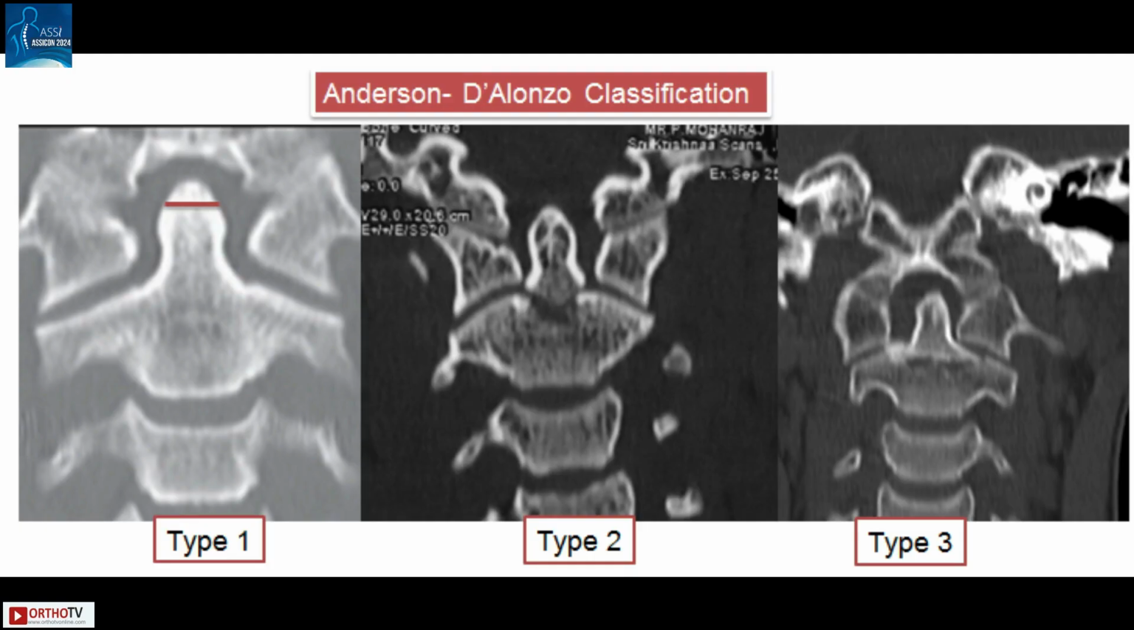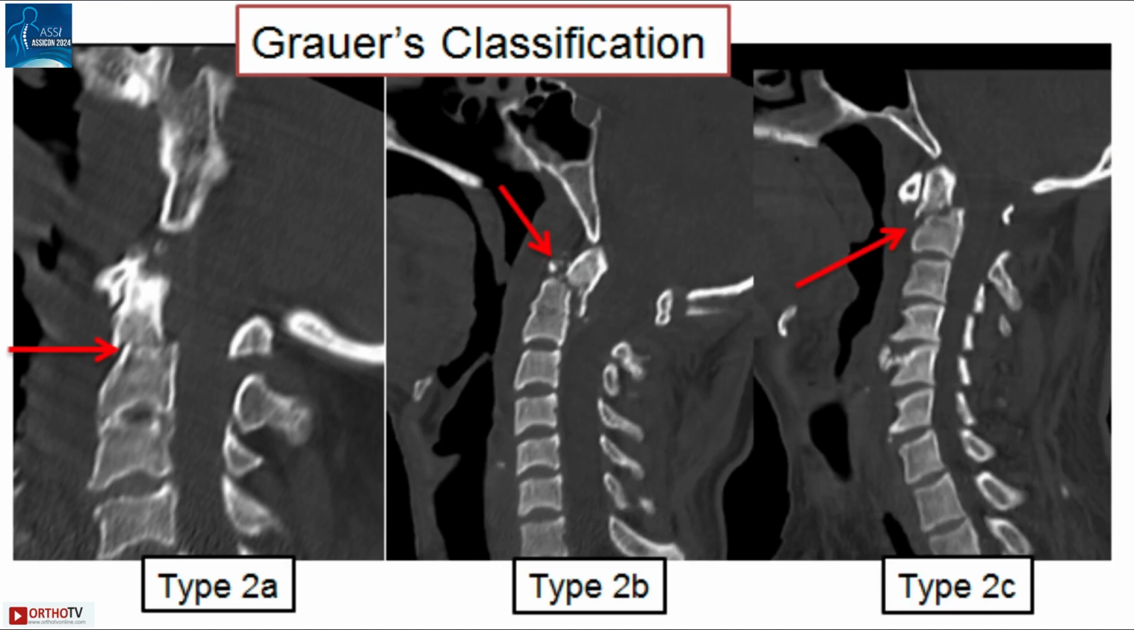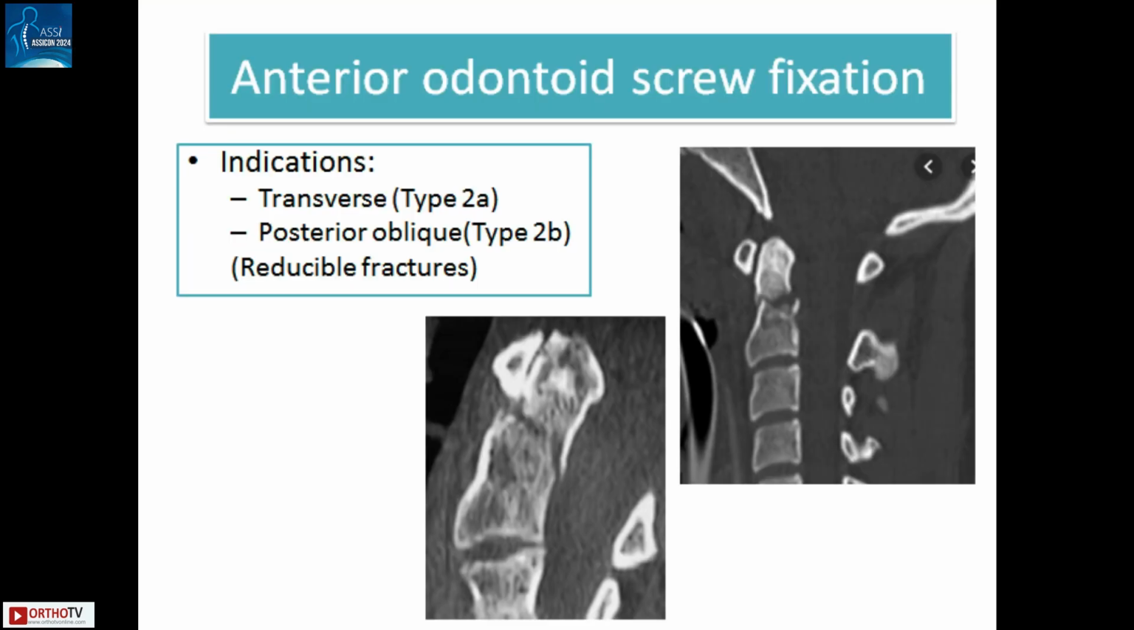You know the classical description by Anderson and D'Alonzo, the classification of type 1, type 2 and type 3. Type 1 and 3 can usually be treated conservatively, whereas type 2 is the one which most commonly needs surgical stabilization. Type 2 is further classified into 2A, 2B and 2C. 2A and 2B are ideal candidates for odontoid screw fixation, but the fracture pattern of 2C is a contraindication.